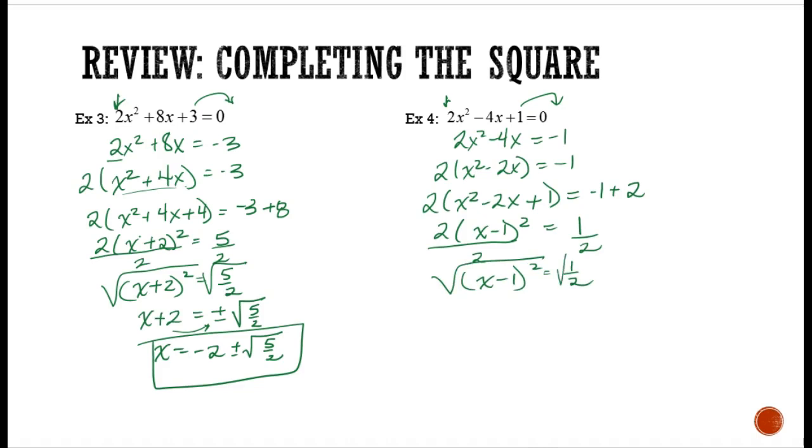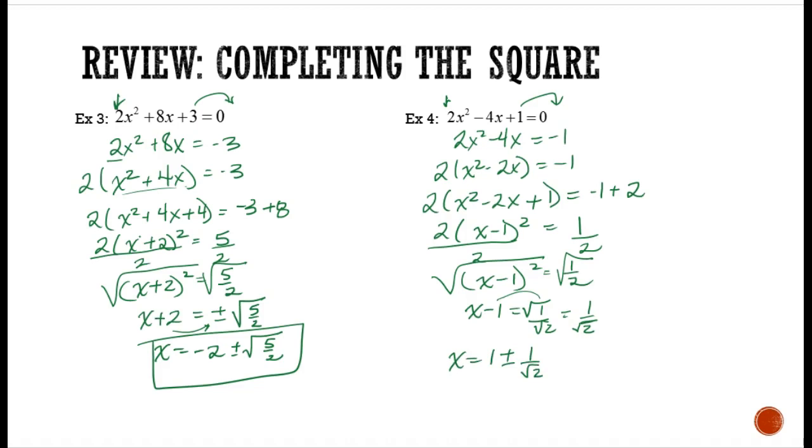Now I take the square root of both sides. So I'm going to have the square root of 1 over the square root of 2. What's the square root of 1? It's 1 over the square root of 2. Right? So then I need to move that 1 over. So I'll have x equals 1 plus or minus 1 over the square root of 2.